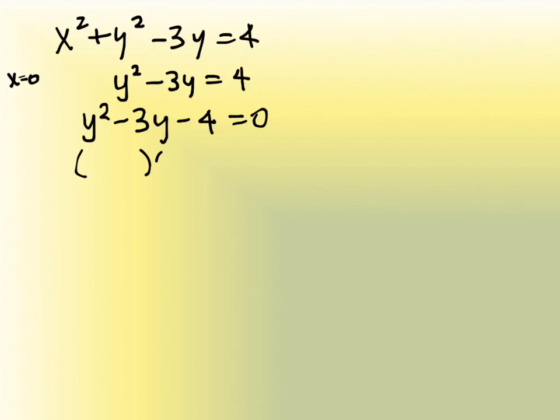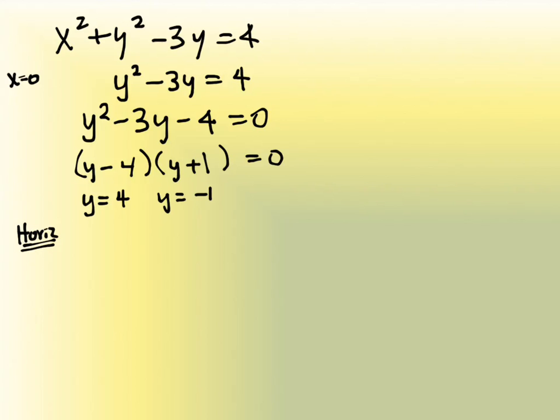I think this one factors. Does it? Y minus, y plus. Minus 4 plus 1. Does that give me the pieces in the right places? Remember our algebra enough to make sure that works? Okay, so this gave us y equals what? 4, and y equals -1, which means we have horizontal tangent lines at x equals 0, y equals 4, and x equals 0, y equals -1. So there's actually 2 horizontal tangent lines.